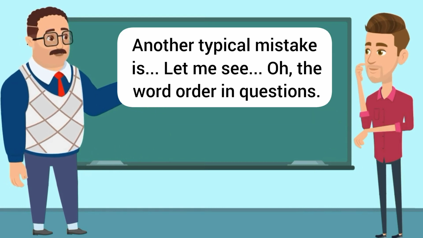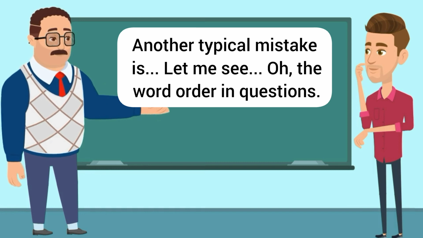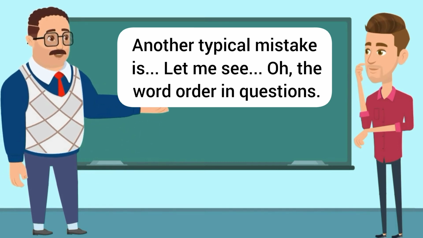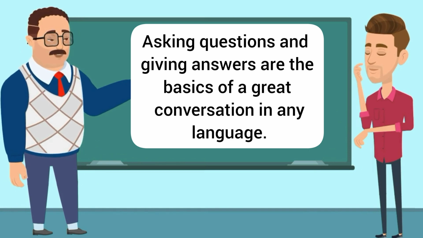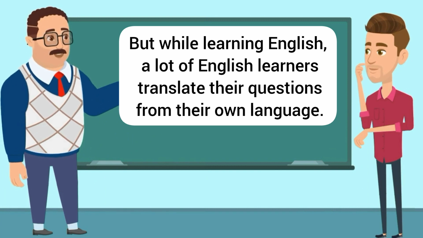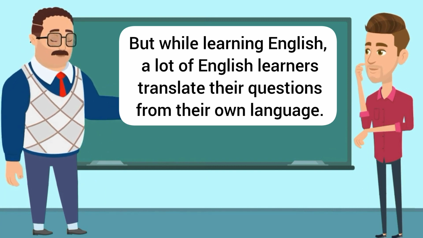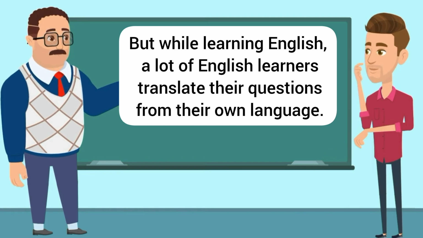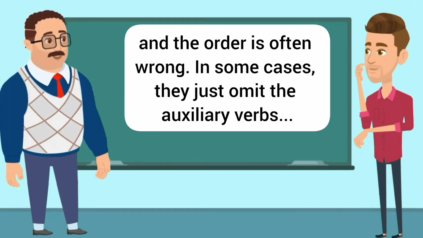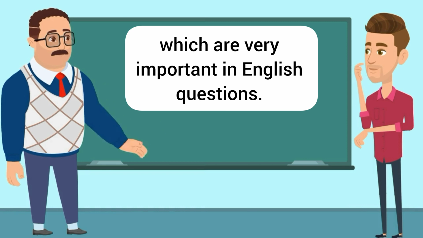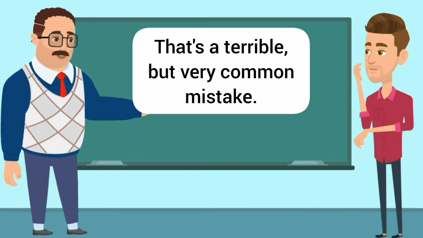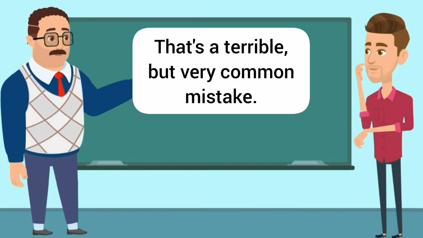Another typical mistake is the word order in questions. Asking questions and giving answers are the basics of a great conversation in any language. But while learning English, a lot of English learners translate their questions from their own language. And the order is often wrong. In some cases, they just omit the auxiliary verbs, which are very important in English questions. That's a terrible, but very common mistake.